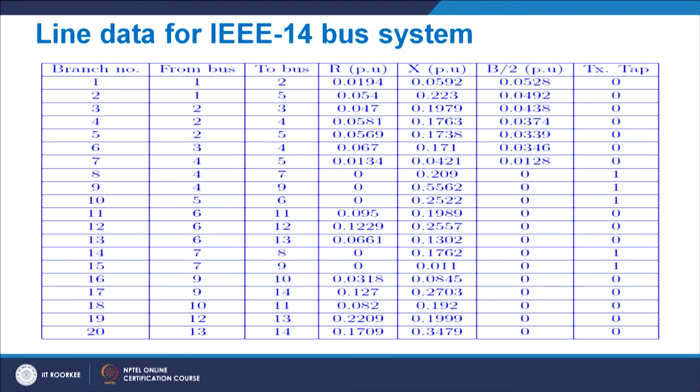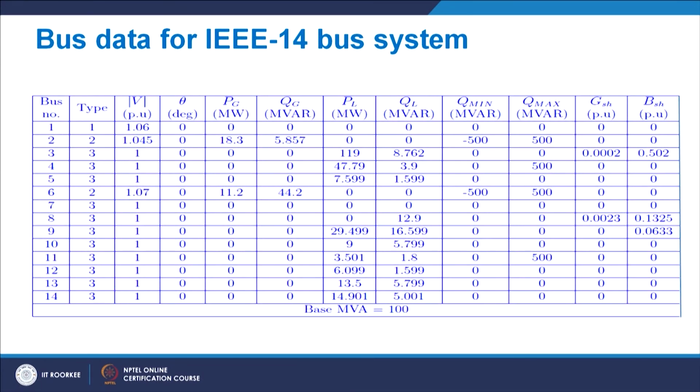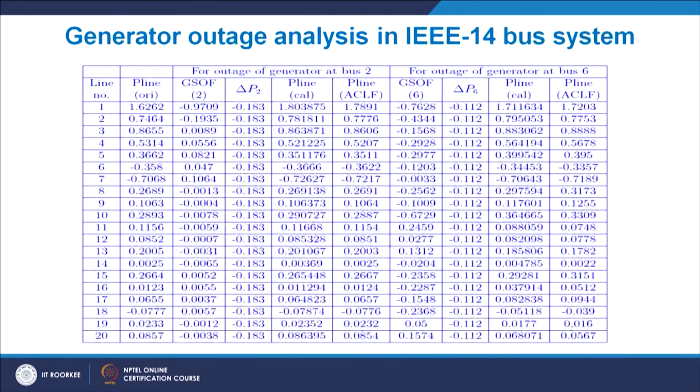Now if we do this analysis of GOSF, we get this. We have considered the case that the generator at bus 2 has an outage. In this system we have 3 generators, at bus 1, 2 and 6. Out of these, bus 1 we have taken as the slack bus, and bus 2 and 6 are the PV buses. We have considered both cases one by one. In the first case, we consider that the generator at bus 2 is out.